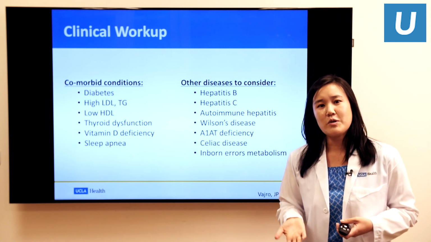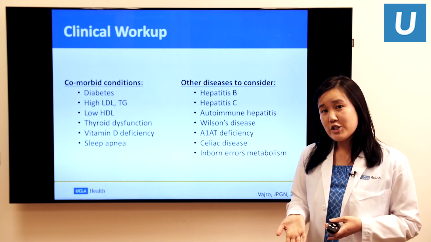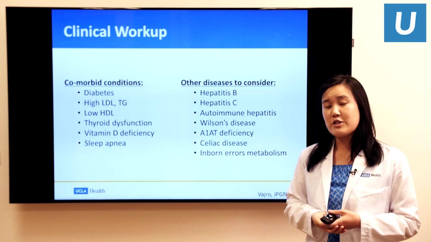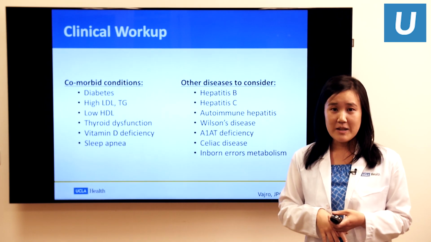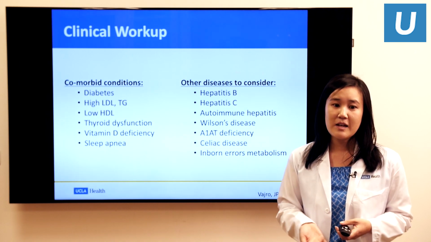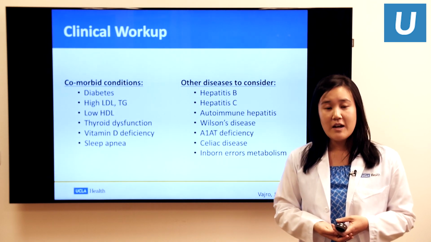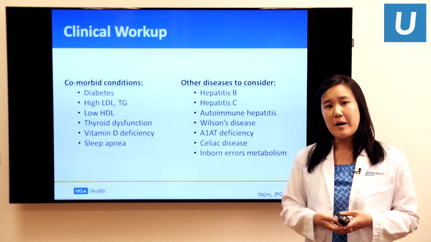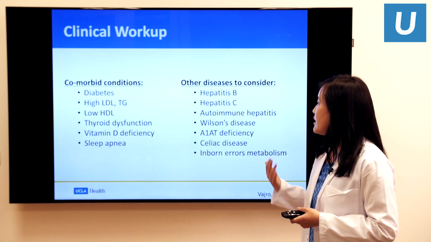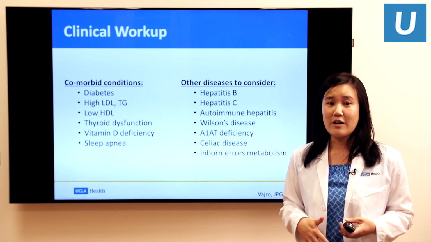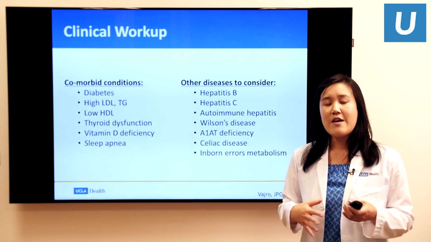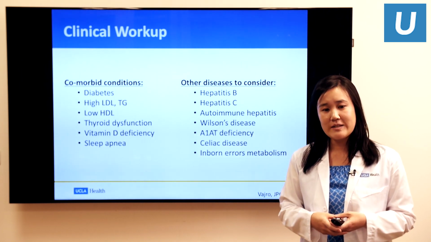So what does the clinical workup involve? Your pediatrician or your gastroenterologist will be screening your child for comorbid conditions, specifically diabetes, cholesterol problems, thyroid dysfunction, vitamin D deficiency, and sleep apnea. Sometimes, for example, correcting sleep apnea also improves the liver health. So it's very important to make sure that you screen for comorbid conditions.